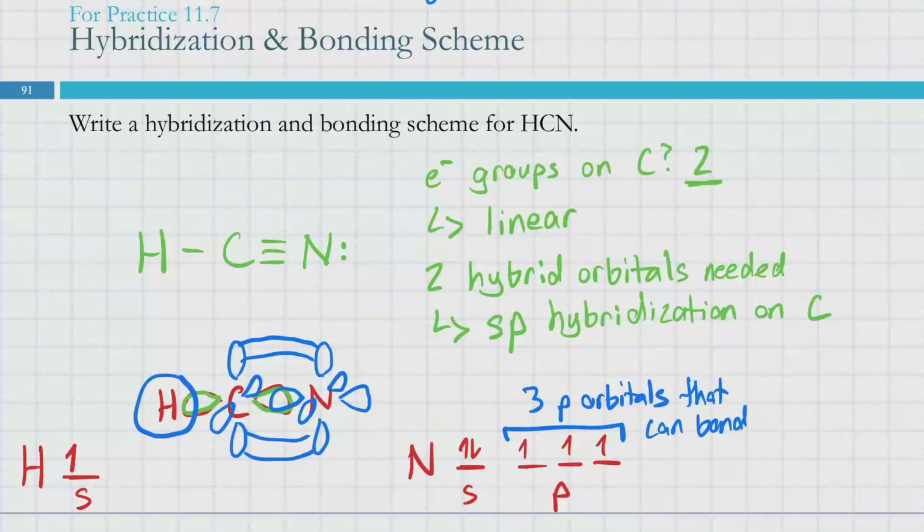Our third one, let's do this overlap in fuchsia. So these are the forward-back ones. They're also doing the side-to-side overlap. That's our third bond to make it a triple bond. And then our labels for everything, between our hydrogen and our carbon, we've got a single bond. Single bonds are always sigma. That's between our carbon with the sp and our hydrogen with an s orbital.